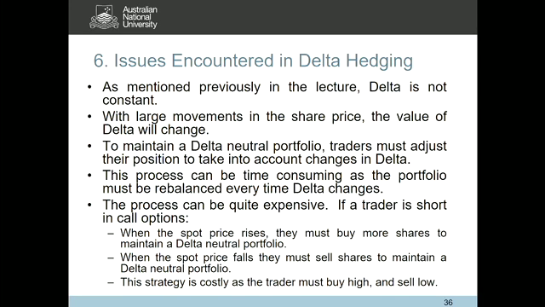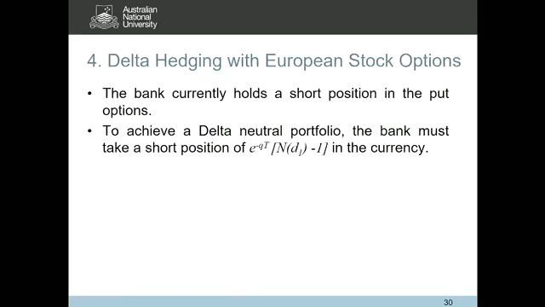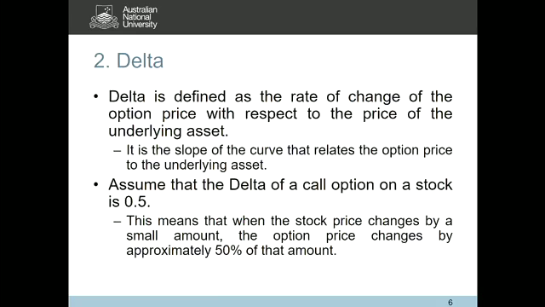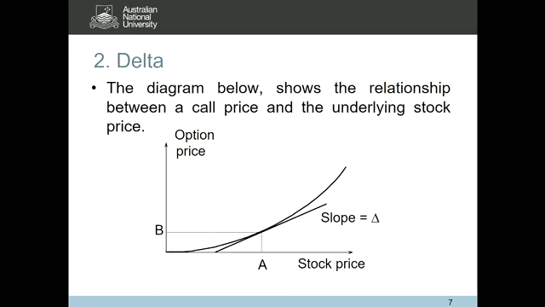The problem is, delta's not constant. If we go back to that plot at the beginning of the lecture, down here with the call option, delta's very low. Up here, delta's very high.